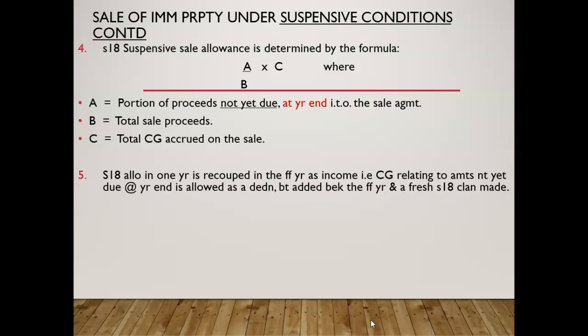It's again a relief of sorts. You allow this allowance after calculating your capital gain, then you put the suspensive sale allowance, and this is how we calculate it. A Section 18 allowance in one year is recouped in the following year as income. That is, the computed capital gain relating to the amount not yet due at year end is allowed as a deduction but added back the following year, and a fresh allowance can be made.